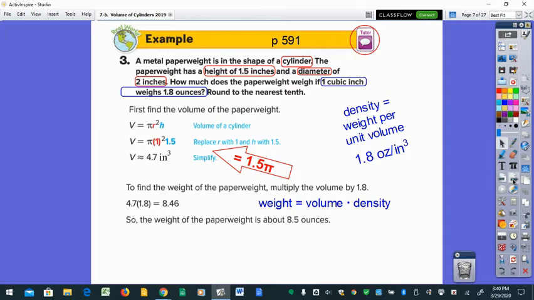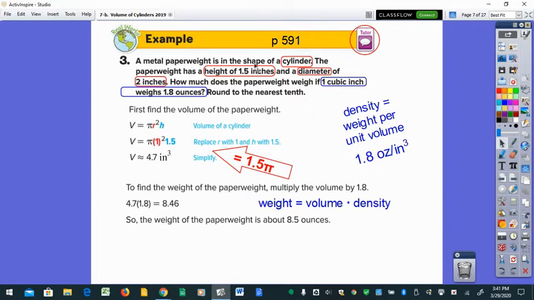So there's one last problem I want to talk to you about before I let you go to practice on your own. But we can take the volume one step further and get a weight. And the way we do that is we still calculate the volume of the cylinder. And then at the very end, we're going to have to do one more step. And you'll see that in just a second.